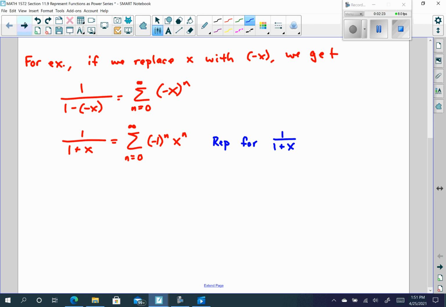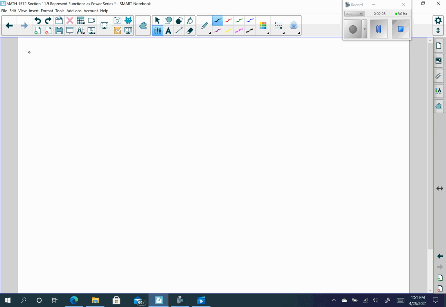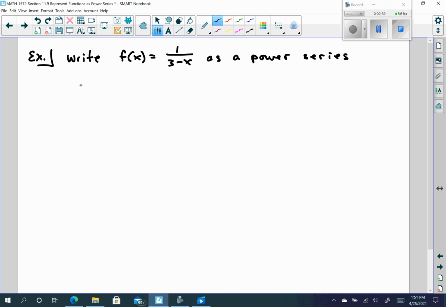So let's look at our first example, which is another similar expression. So let's write the function f of x, which is equal to 1 over 3 minus x, as a power series about x equals 0. So we will start with 1 over 3 minus x. And I want to get this in the form of like 1 over 1 plus x or 1 over 1 minus x. So because there's a minus here, let's try for that.